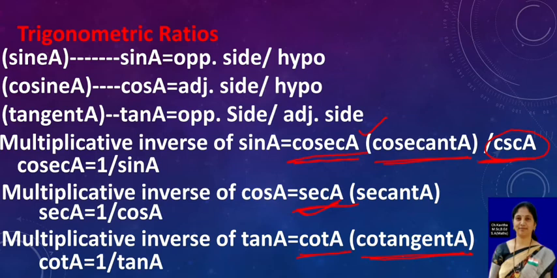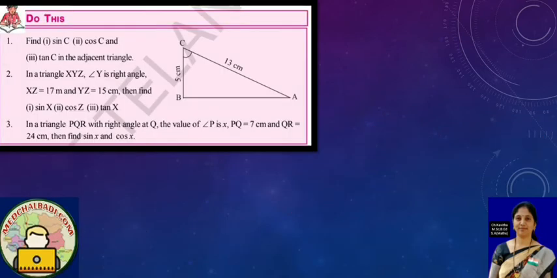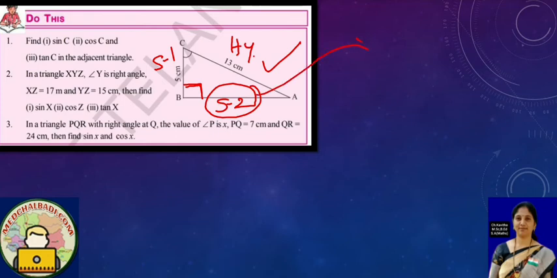So these 6 formulas you have to keep in mind. Next, here is one problem: find sin C, cos C and tan C in the adjacent triangle. I am giving the hint, you have to do that. In this triangle, they have given that at B we have the right angle, so this becomes the hypotenuse. One side we know, but we don't know side 2. First, we have to find side 2 by using the Pythagoras theorem. So first find that.